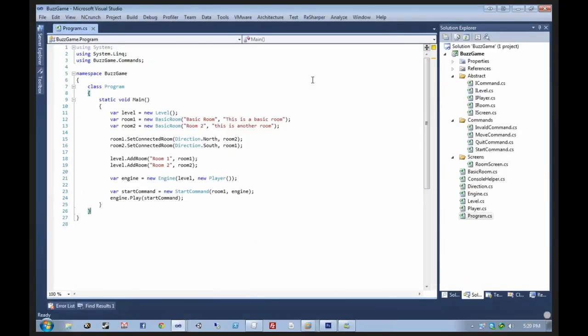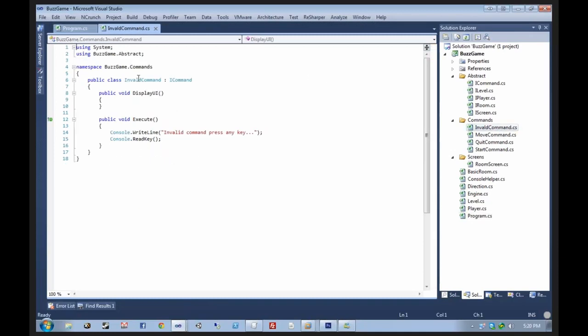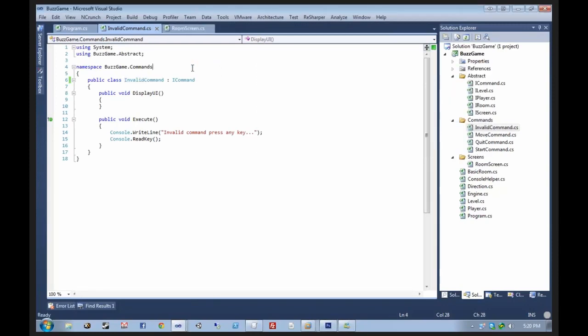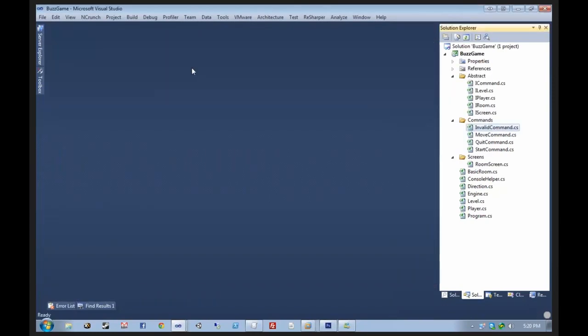Well, let's talk about what kind of features do you have in mind? You spelled "definitely" wrong, by the way, in invalidcommand.cs. Hey, that's what I'm here for. Okay.